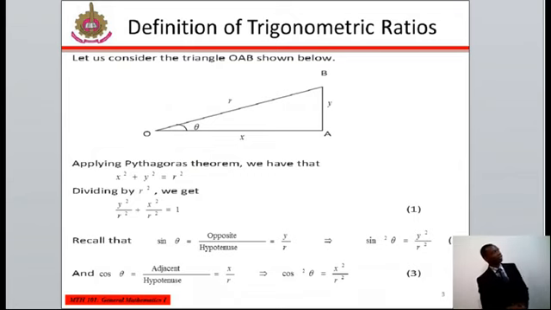First of all, let us derive some formulas, as you have been introduced in previous study sections, to arrive at certain trigonometric functions. For example, let's consider a triangle OAB.